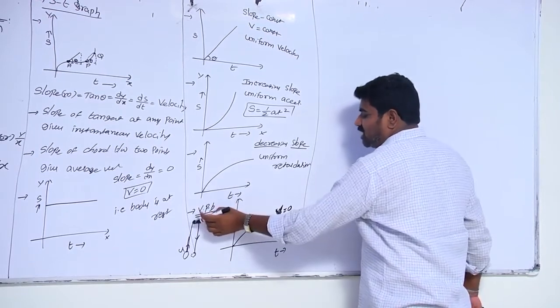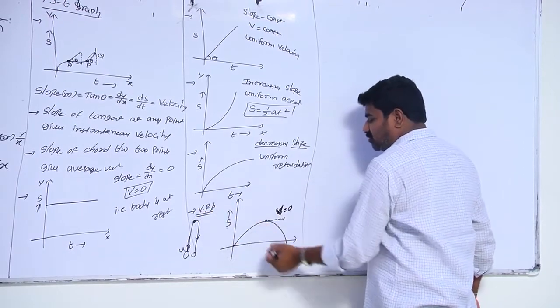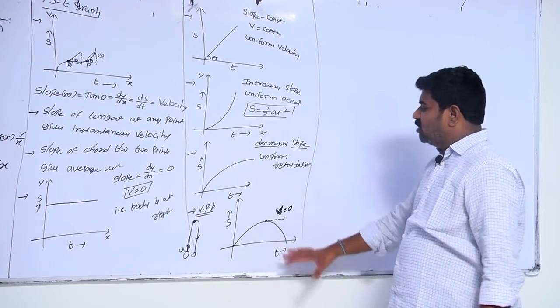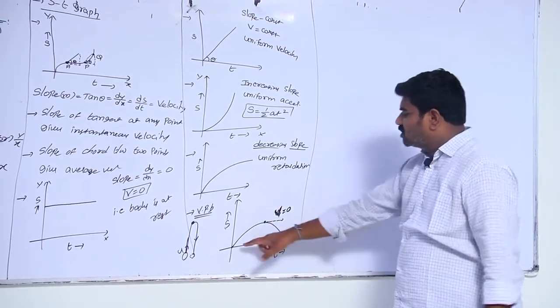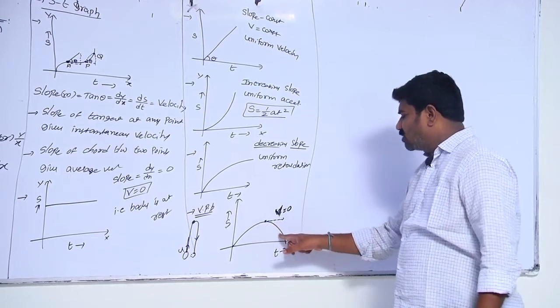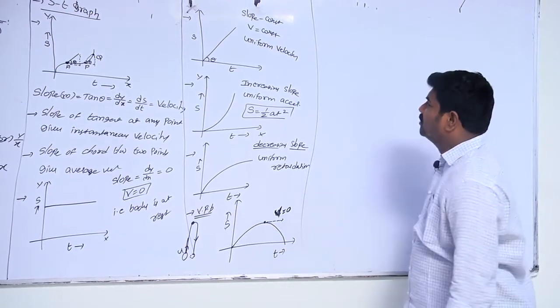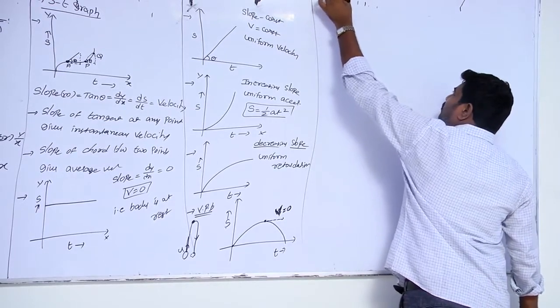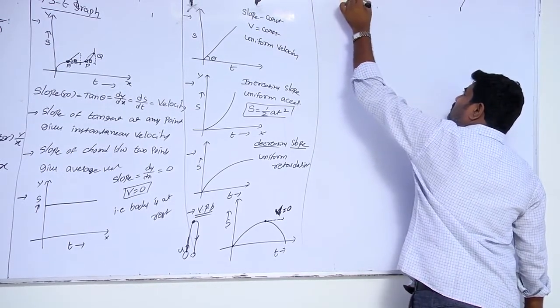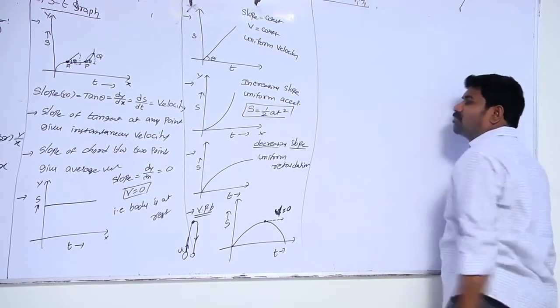Here, for a vertically projected body, what is the displacement-time graph? This is the displacement-time graph for the vertically projected body. First, uniform retardation, after that uniform acceleration of the body. This is about the displacement-time graph. Next, velocity-time graphs.